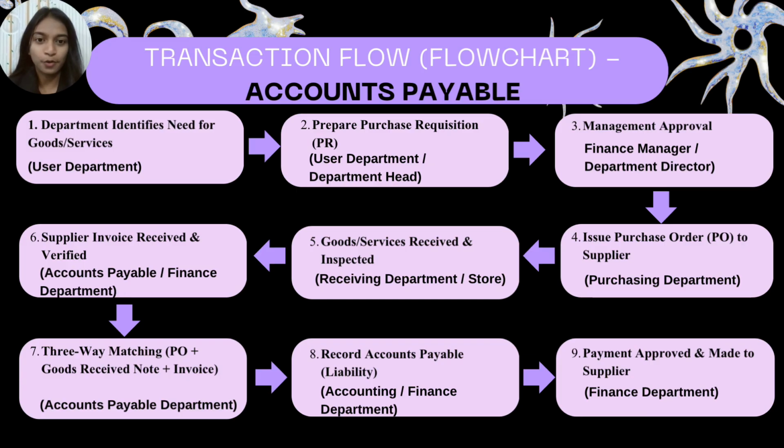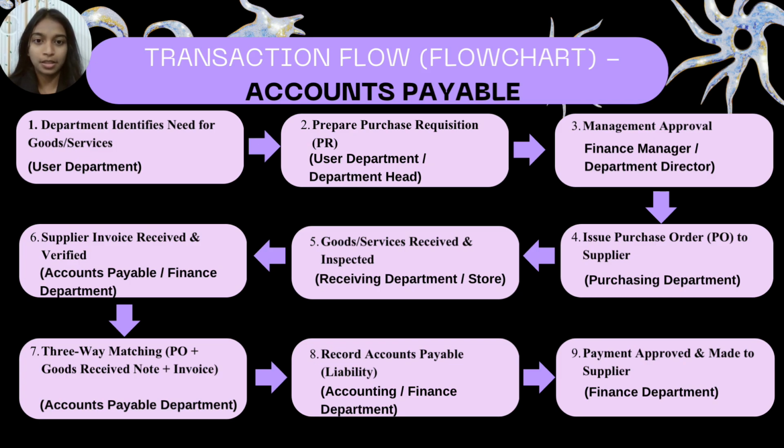The transaction flow begins when a department identifies the need for goods or services. For example, the production department may require raw materials or the office may need stationery. Once the need is identified, the user department prepares a purchase requisition. This document contains details of the items required and is submitted for approval.